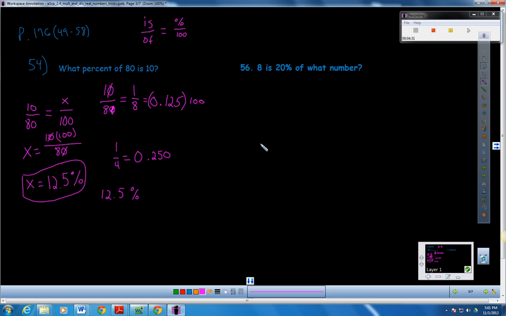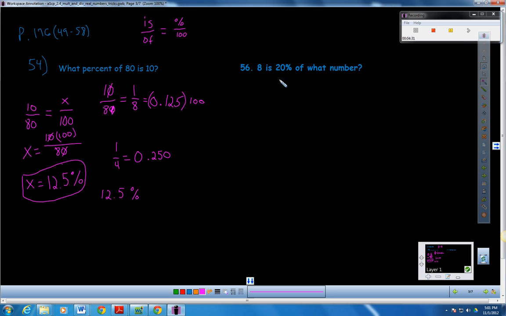Okay, so that right there is how you make a common sense example out of what percent of 80 is 10. It's kind of written weird. You have to think about it a little bit. I always like to think about what it means common sense-wise. So let's go over here. 8 is 20% of what number? Well, right here, mentally, 8 is 20% of what number?